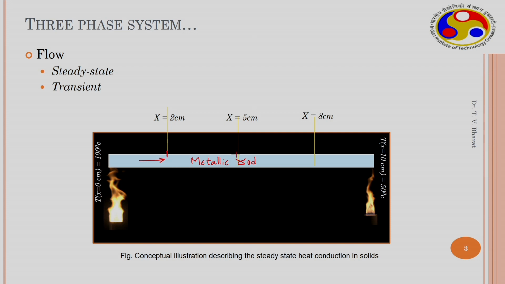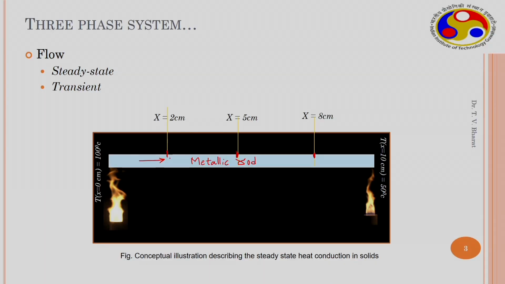So assume that there are temperature sensors placed on the metallic rod at different spatial distances, say x equal to 2 centimeter, 5 centimeter and 8 centimeter. When the conduction of heat takes place, you can measure the temperatures at these locations using the sensors in real time. When you are measuring the temperatures, you would see that the temperatures vary with time.